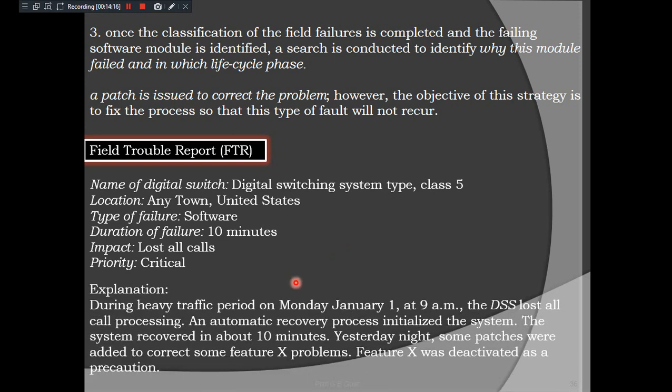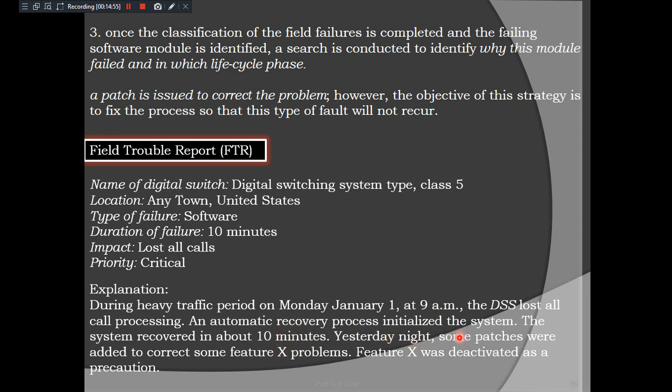So during heavy traffic, how can we picturize the problem here. During the heavy traffic period on Monday, January 1 at 9 o'clock in the morning, the DSS lost all call processing. Okay, in that area the DSS lost call processing or supervisory operation. Otherwise, we cannot get the call establishment. An automatic recovery process initiated the system. Okay, it booted and tried to self-diagnose by itself. The system recovered in about 10 minutes. Within 10 minutes, it recovered by itself.